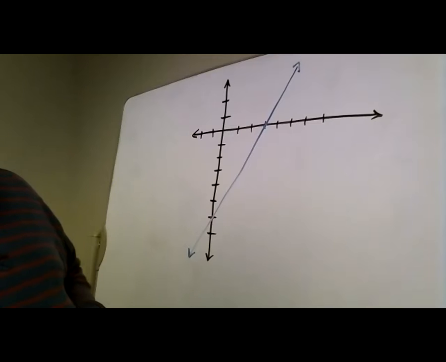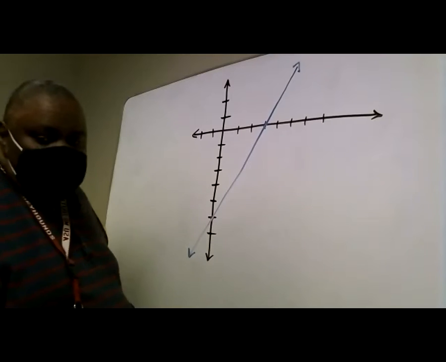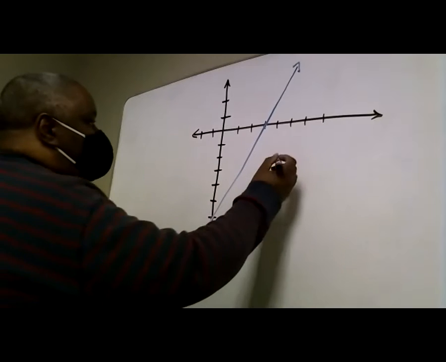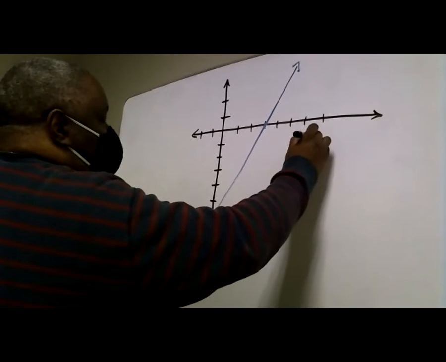All right, so this is what the graph looks like. And they did say determine the x-intercept, which I will write over here.